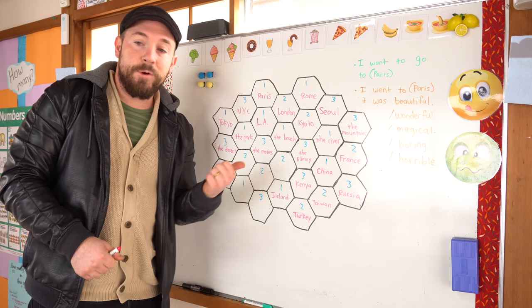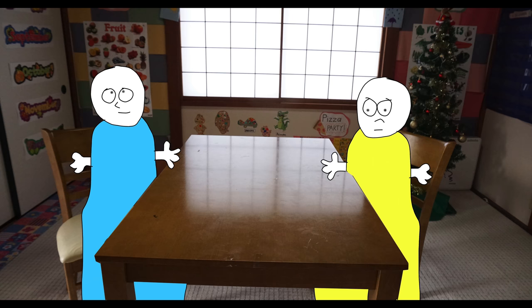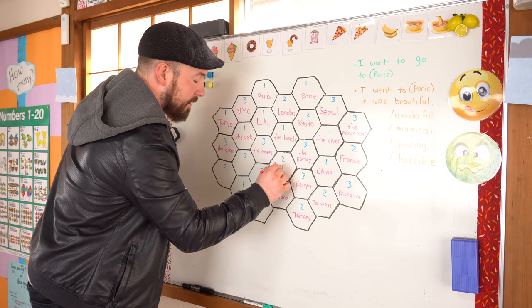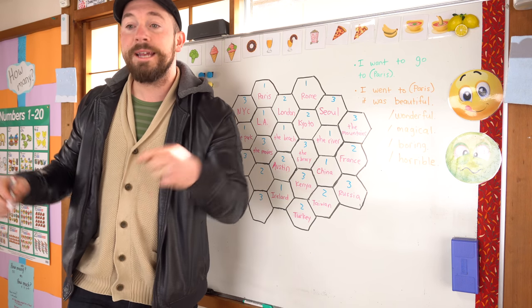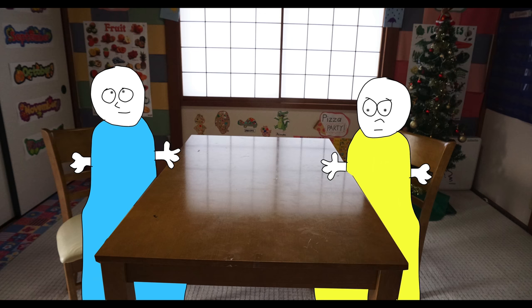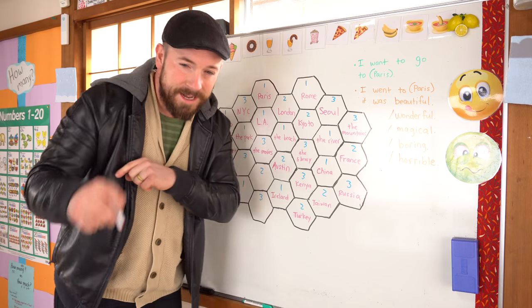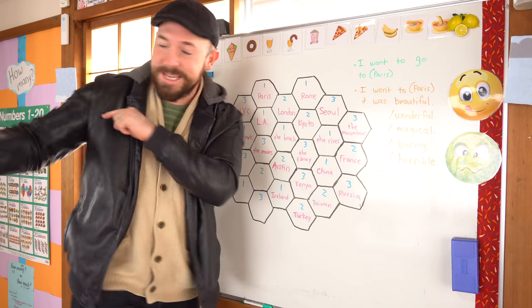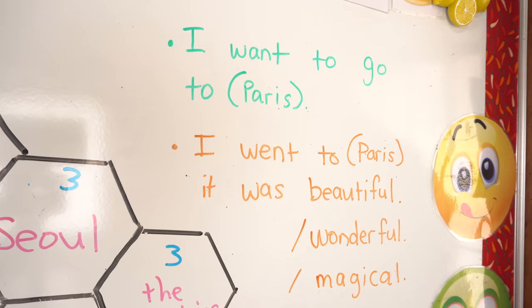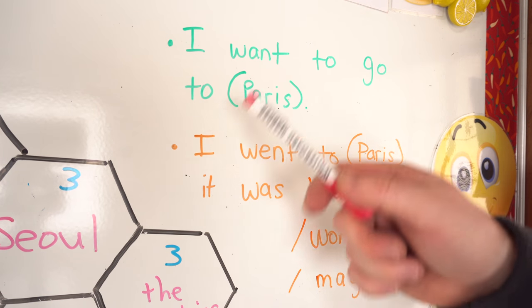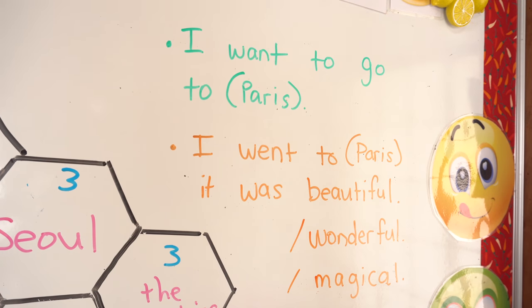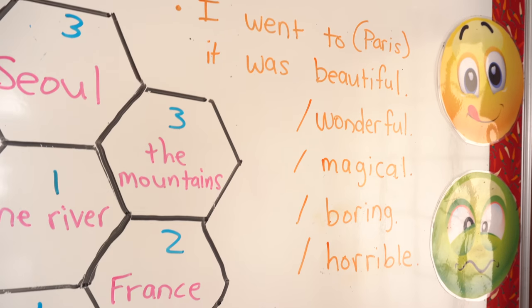Alright students, I need a few more places. Can I get a city? Austin. Austin, great. Keep it weird. Can I get a country? Africa. No, Africa is not a country. Sorry, it's a continent. Egypt. Yes! Egypt is a country. Good. You can use any expression that you like. In this case, I'm using, I want to go to Paris. And we have, I went to Paris. It was beautiful. Or, it was horrible.